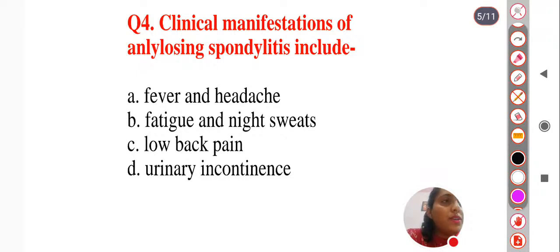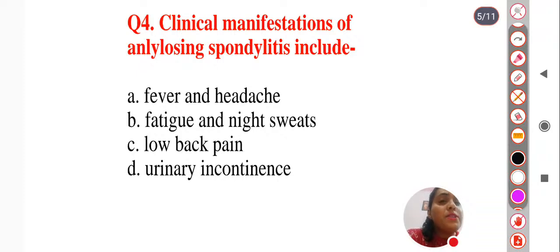D, urinary incontinence. Upma Gupta has answered D. Akriti Sharma C. Munesh Sangman D. Kiran Chauhan C. All the students will answer. What is the main characteristic manifestation of ankylosing spondylitis? Barsha Thakur D.